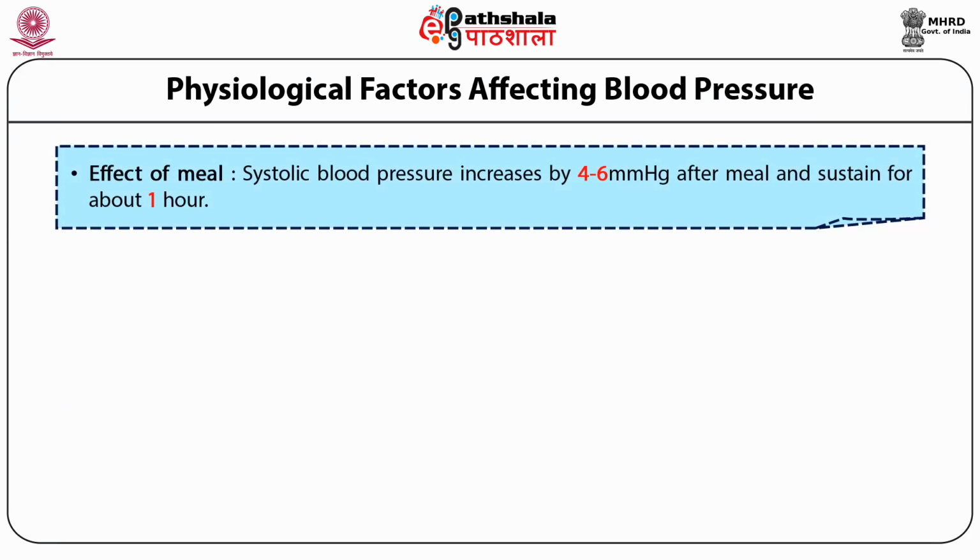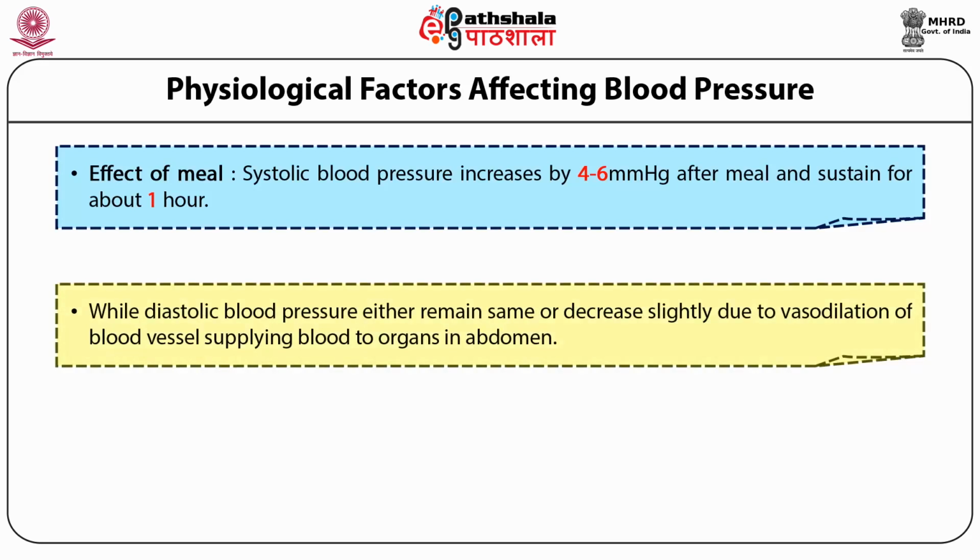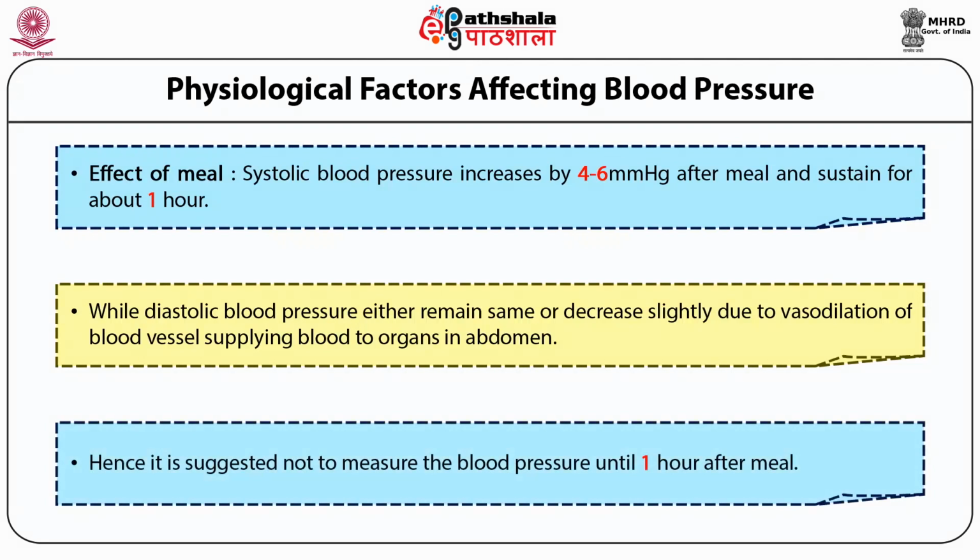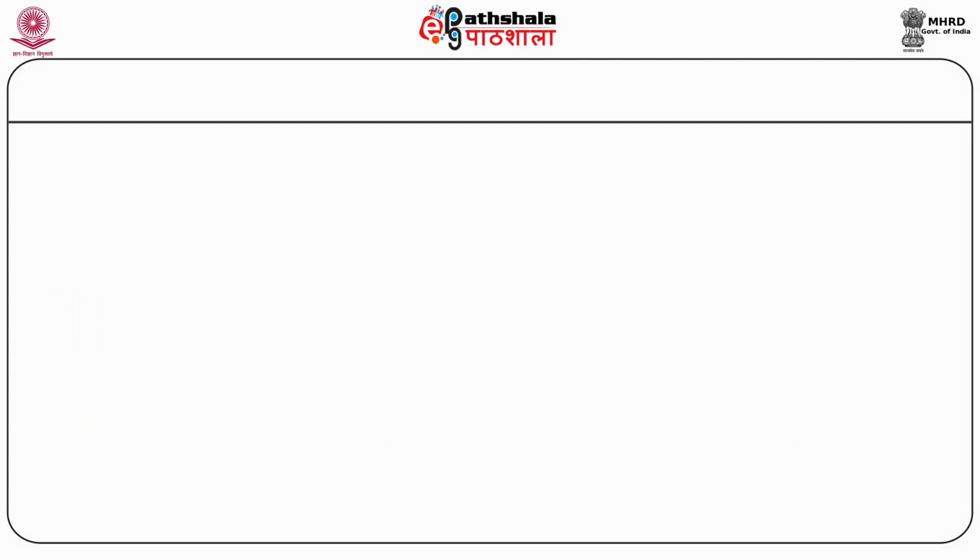Let's see the effect of meal on our blood pressure. Systolic blood pressure increases by 4 to 6 mmHg after a meal, and it's sustained for about 1 hour, while diastolic blood pressure either remains the same or declines slightly due to vasodilation of blood vessels supplying blood to organs in our abdomen. Hence, it is suggested not to measure the blood pressure until 1 hour after our meal.